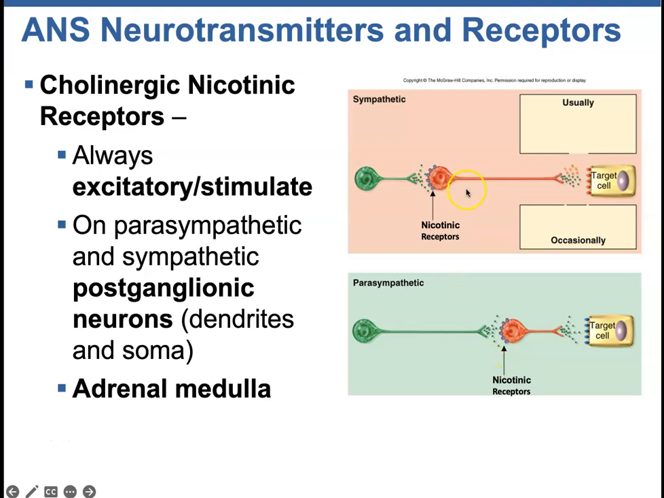Why this matters is you would not want this preganglionic neuron in the sympathetic or the parasympathetic to secrete acetylcholine and these receptors here not respond. So that is why these nicotinic receptors are always stimulatory and they will always respond. When the fiber of your sympathetic system comes from the lumbar region and goes to the adrenal medulla, which is where epinephrine is secreted from, that adrenal medulla actually has nicotinic receptors on it so that it will always secrete epinephrine. All right? The adrenal medulla is kind of like this big ganglion.